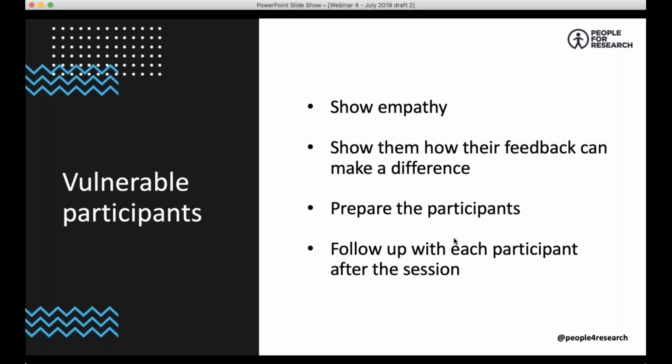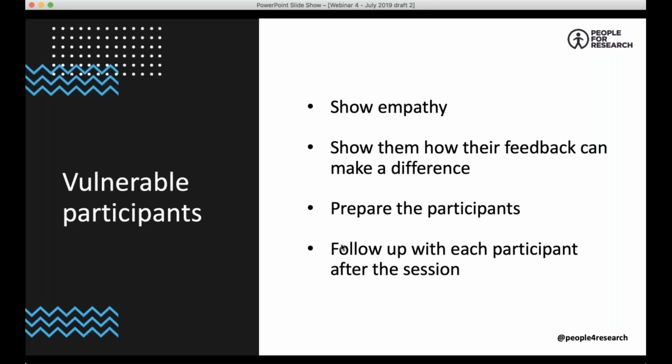And then follow up with each participant after the session if you can. We know that's time consuming, but if you can gain their feedback, that's just gold right there. It allows you to improve your processes in the long term, and it kind of gives them closure. It creates an end-to-end process. And that's really positive for participants that may be in a vulnerable situation.